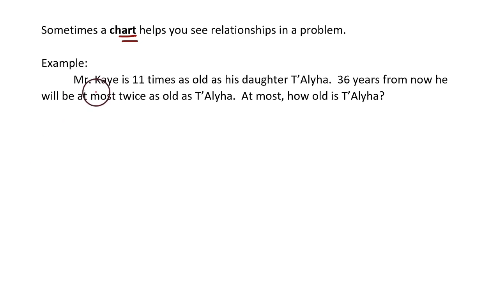Here's an example. Mr. K is 11 times as old as his daughter Talia. 36 years from now, he will be at most twice as old as Talia. At most, how old is Talia? Let's make a chart to help us organize the information. 2 people are referred to. We have Mr. K and Talia.